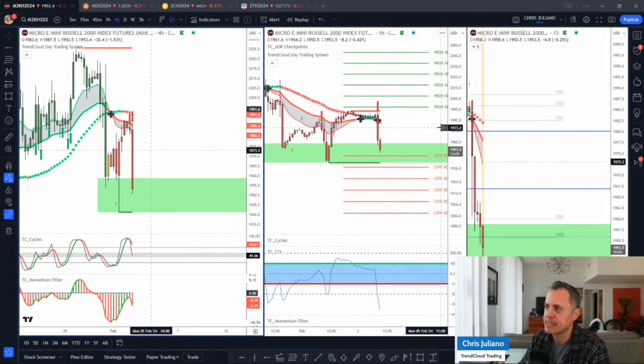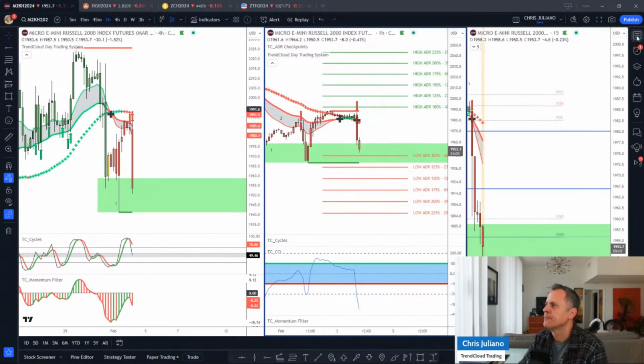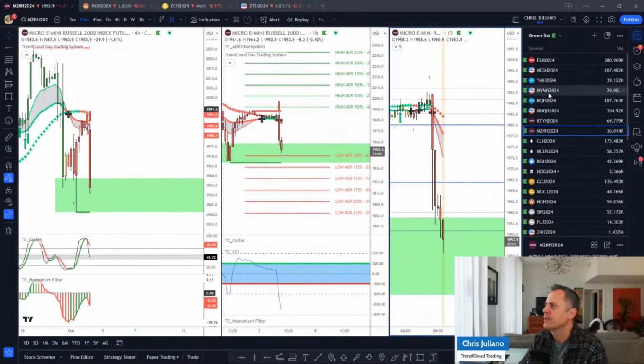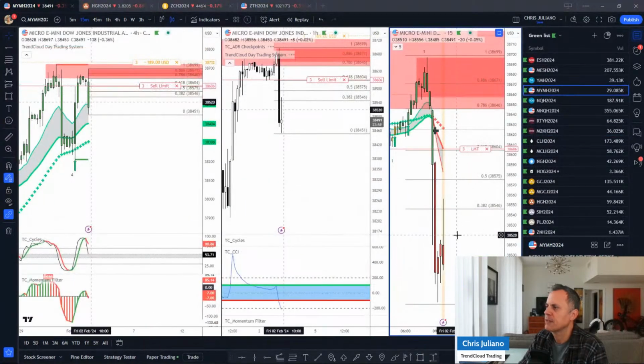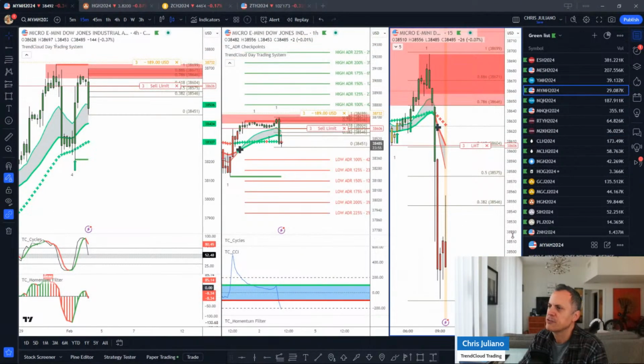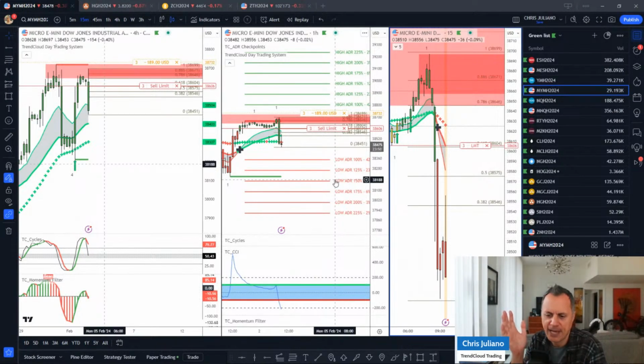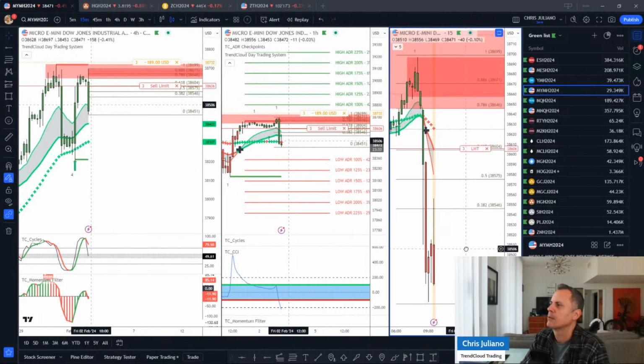So I don't think that 2618 trade is going to work now. I don't think that Dow trade is going to work. I think we've got too much force now to the downside. When the Russell runs away like that, the Russell usually runs first, and then it's followed by the Dow, the NASDAQ, and then the S&P. But who knows?